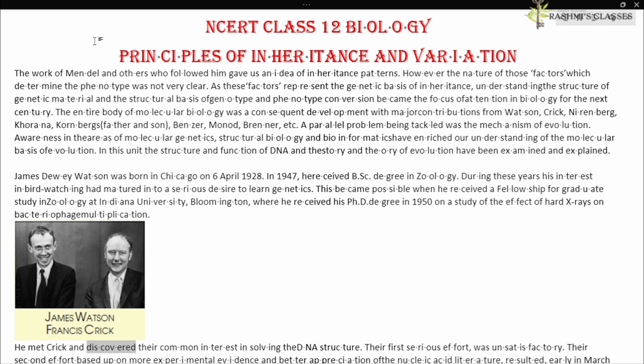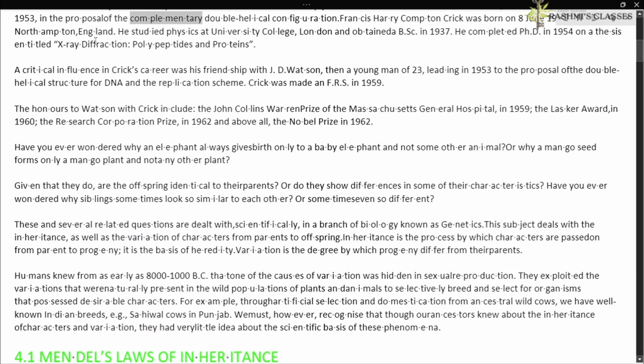He met Crick and discovered their common interest in solving the DNA structure. Their first serious effort was unsatisfactory. Their second effort, based upon more experimental evidence and better appreciation of nucleic acid literature, resulted, early in March 1953, in the proposal of the complementary double helical configuration.